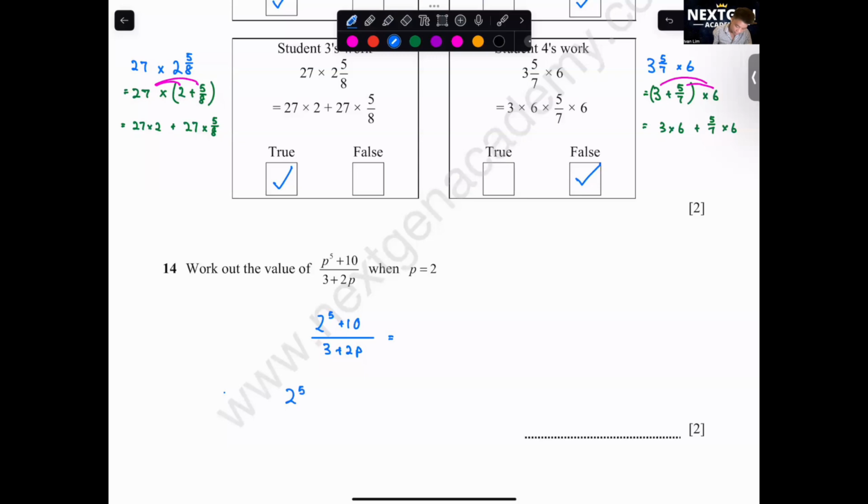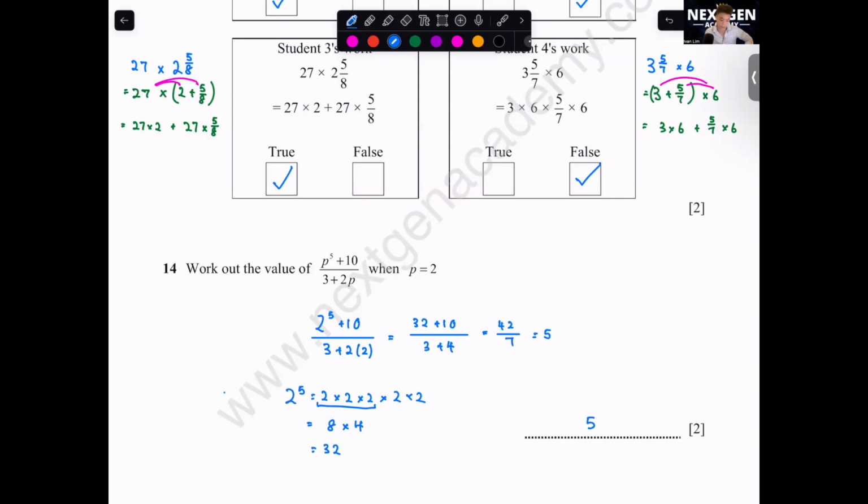2 to the power of 5 is 2 times 2 times 2 times 2 times 2. What we can do here is just write 8 times 4. You join here: 2 times 2 times 2 is 8, and here is 32. So 32 plus 10, oops, here is supposed to be 2, over 3 plus 4. 42 over 7, and here will be equal to 6. 7 times 6 is equal to 42.